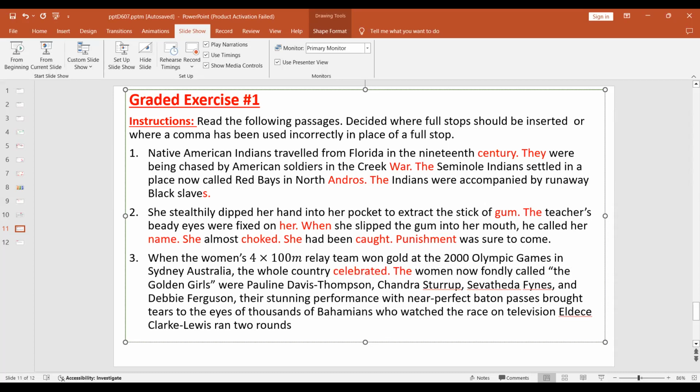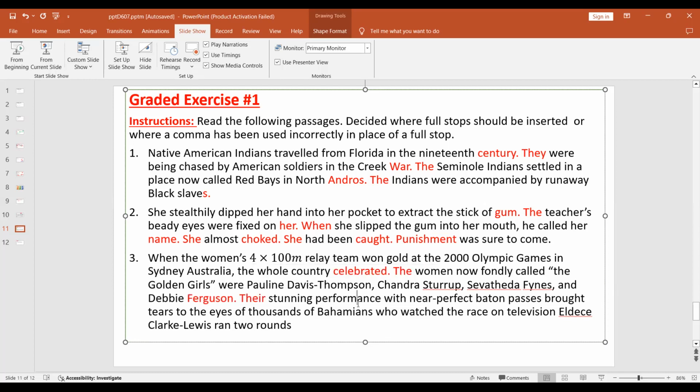Okay, celebrated. The women now fondly called the Golden Girls: Pauline Davis, Chandra Sturrup, Savatheda Fynes, and Debbie Ferguson. Do we have to change anything here? Definitely, yes. Put a period there, a full stop after, and then capitalize that. So Debbie Ferguson.